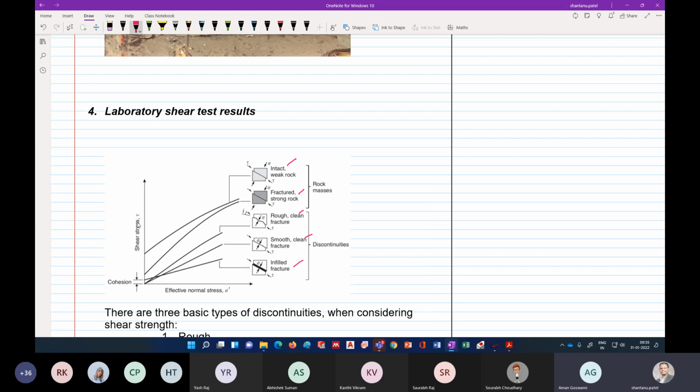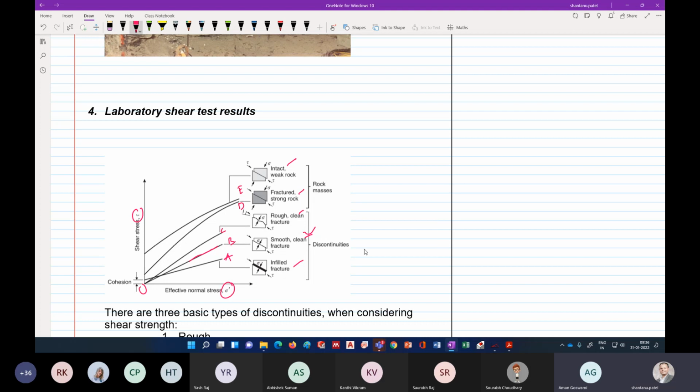And if you plot this tau versus your sigma n, effective normal stress, then this is how they behave, like different types of joints. So if it is smooth clean, you can see smooth clean is this line, right? Let's say this is O A B C E E.